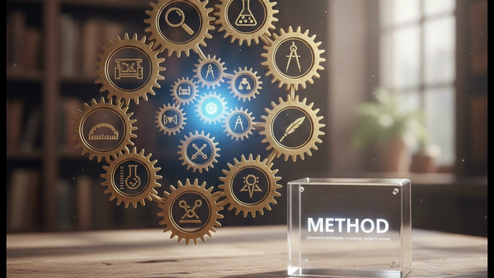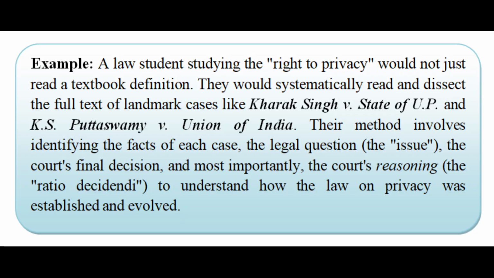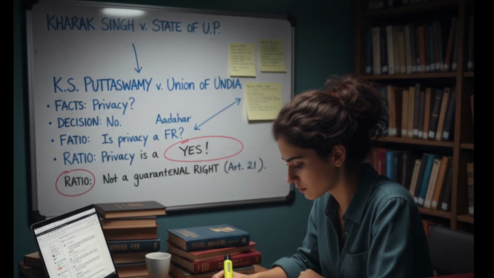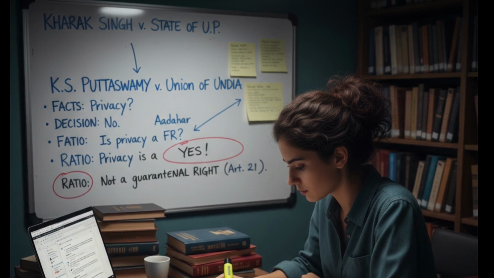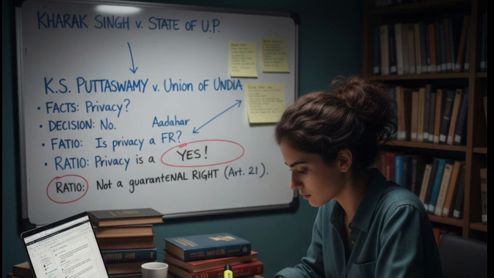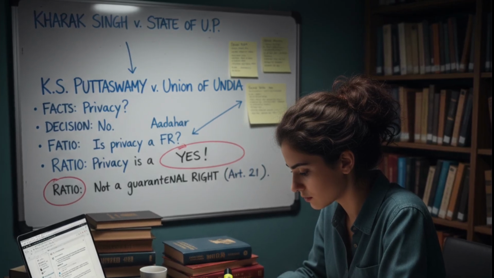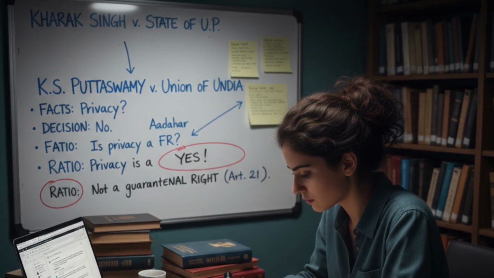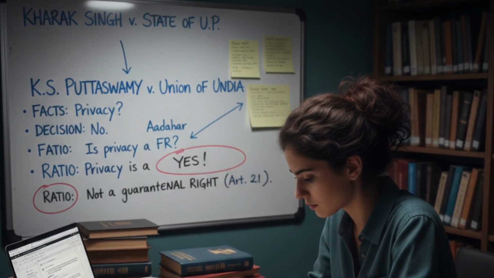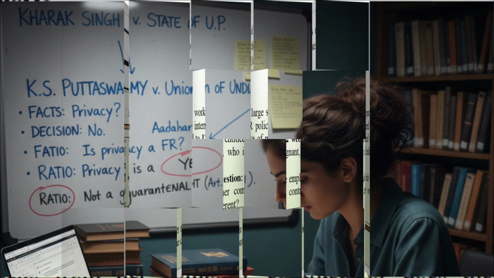For example, a law student studying the right to privacy would not just read a textbook definition. They would systematically read and dissect the full text of landmark cases like Kharak Singh vs. State of UP and KS Puttaswamy vs. Union of India. Here, their method involves identifying the facts of each case, the legal question, that is to say the issues between the parties, the court's final decision, and most importantly, the court's reasoning, that is to say the ratio decidendi, to understand how the law on privacy was established and evolved.